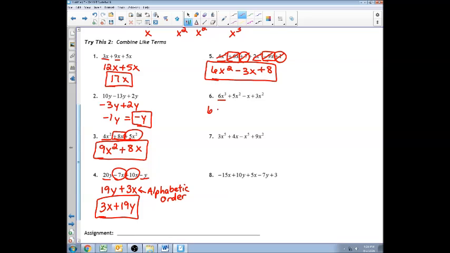So I'm just going to go ahead and write that down. 6x to the third. And we know that is now done. The next thing I have is a positive 5x squared. What can I combine the positive 5x squared with? Well, I can combine it with the positive 3x squared. So that is 5x squared plus 3x squared. That will give me positive 8x squared.